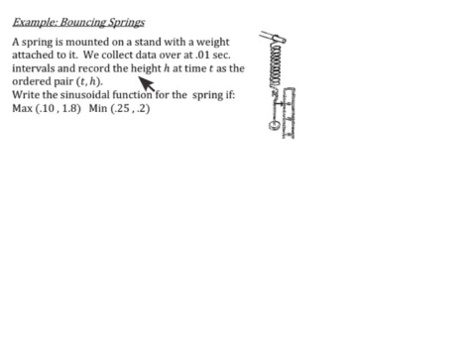So here we have an example of a spring that is mounted on a stand with a weight attached to it. And we're going to collect data over 0.01 second intervals, and we'll record the height h at time t as the ordered pair (t, h). We want to write a sinusoidal function for a spring if we know the maximum was at 0.10 seconds and 1.8 meters, and 0.25 seconds and 0.2 meters was our minimum.